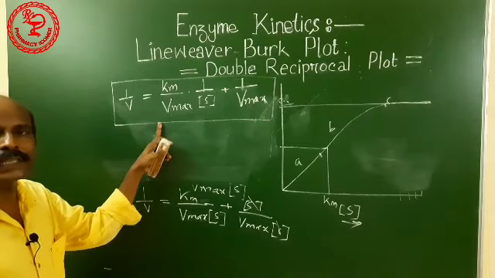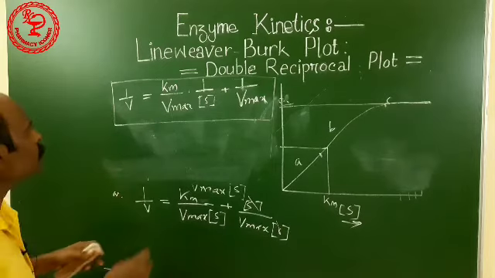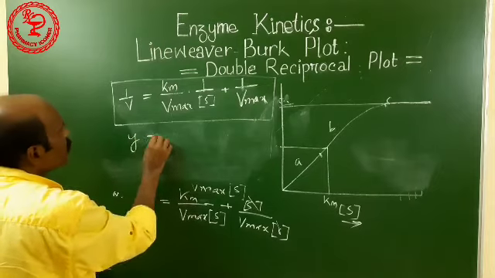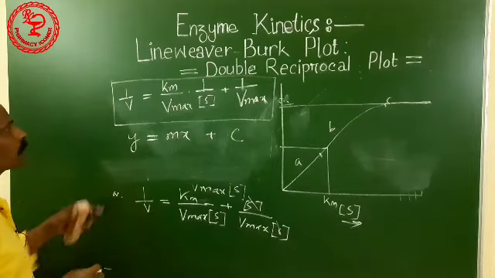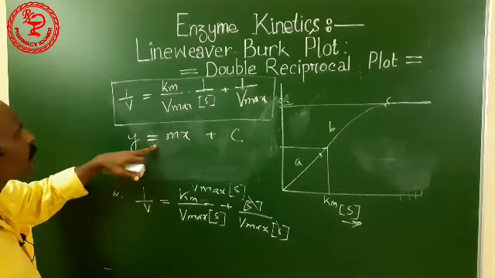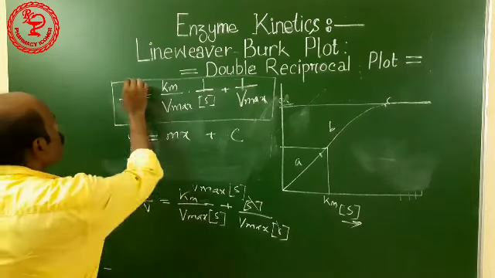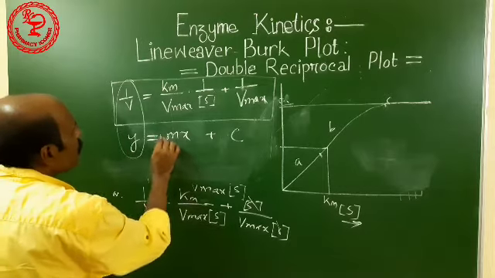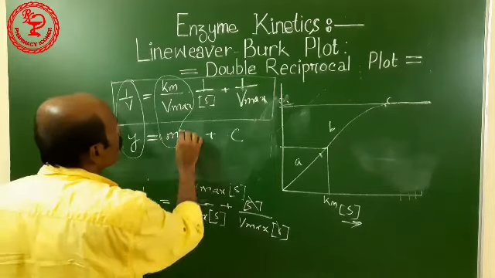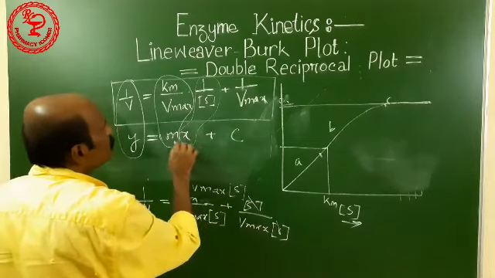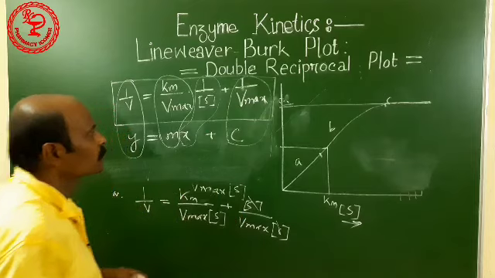You see, this equation is exactly in the form of the straight line equation. We know the straight line equation, y is equal to mx plus c. So this equation is also in the form y is equal to mx plus c. Y is equal to 1 by V, m is equal to Km by Vmax, x is equal to 1 by substrate concentration, c is equal to 1 by Vmax.